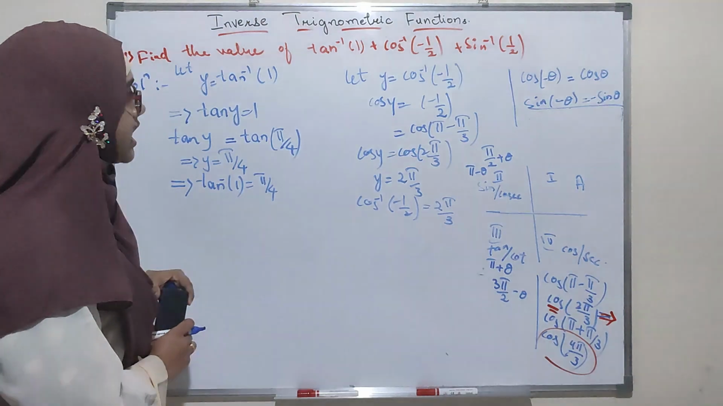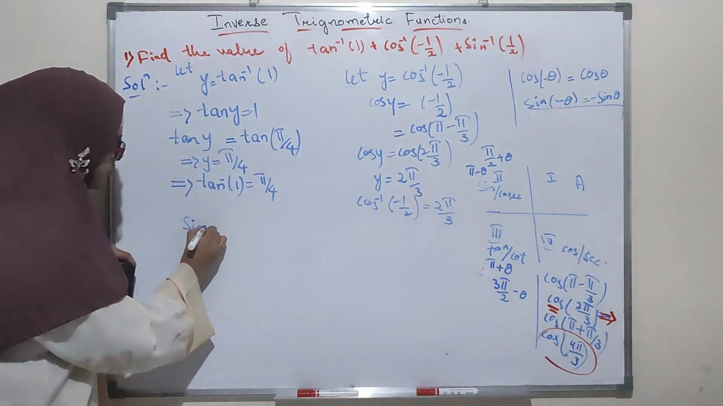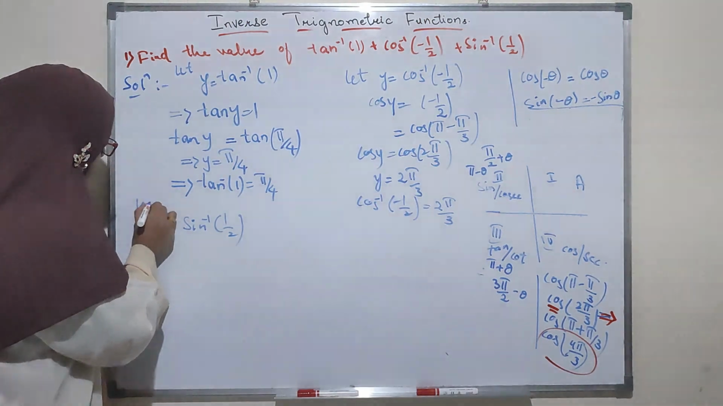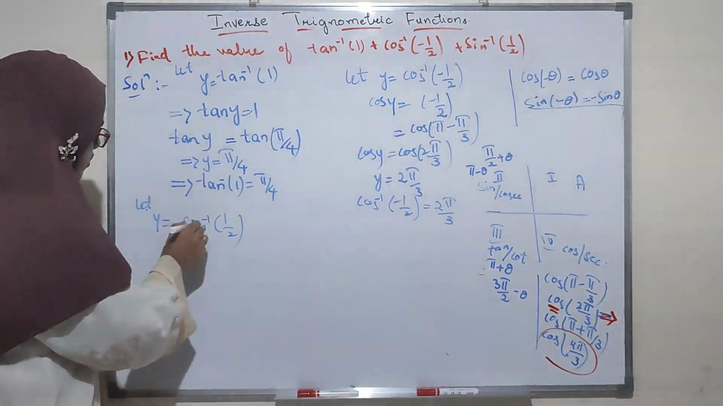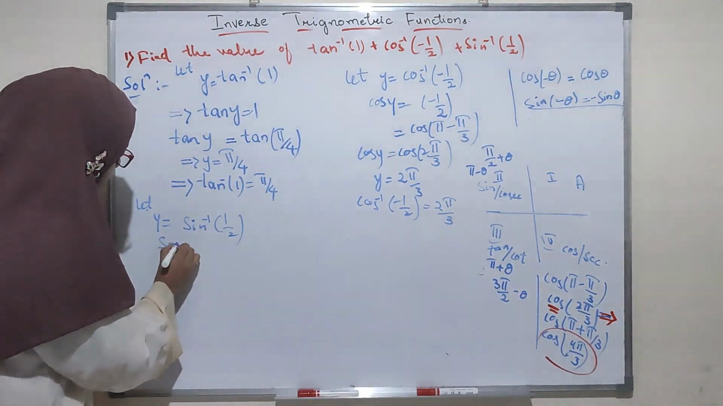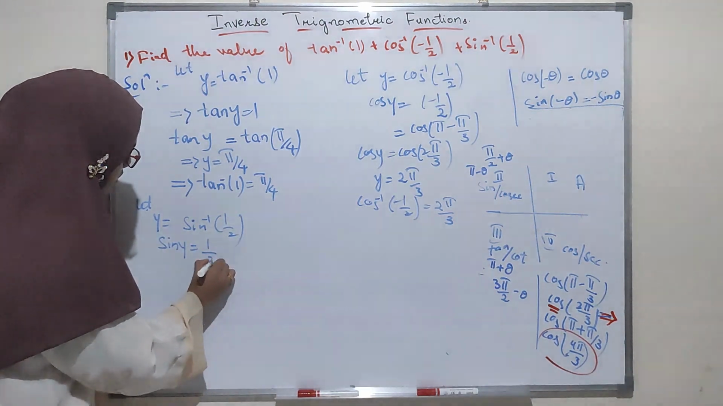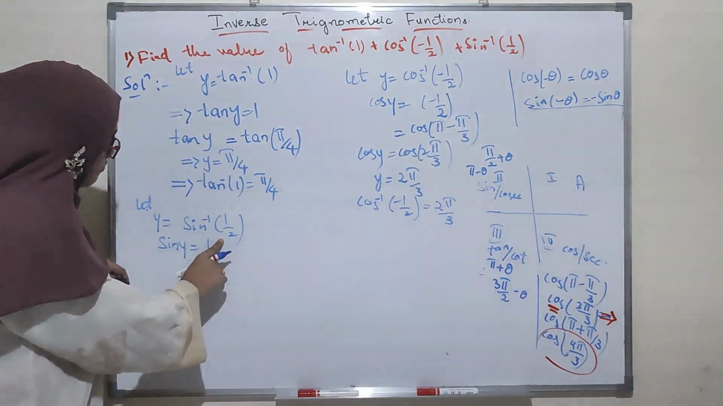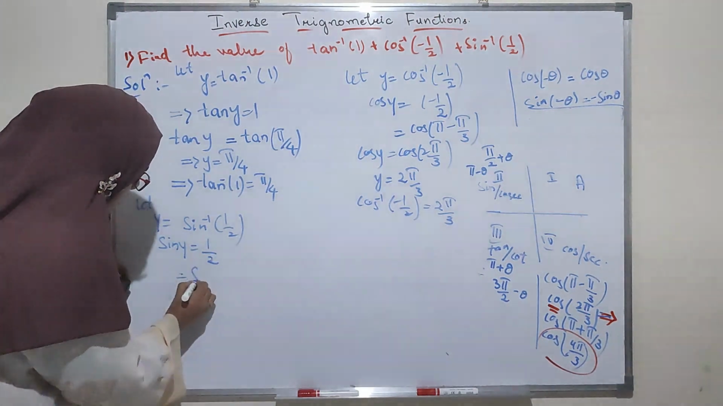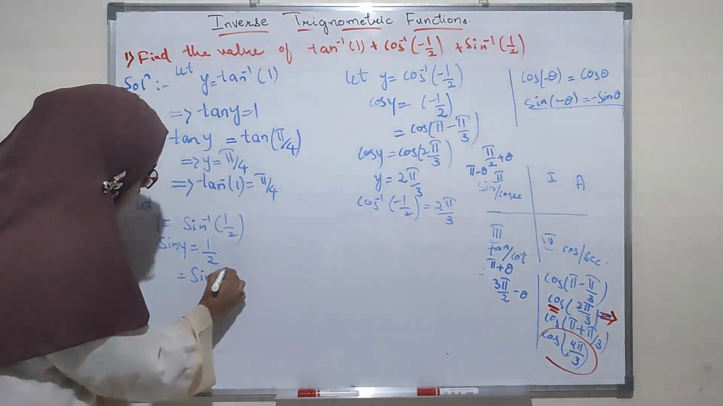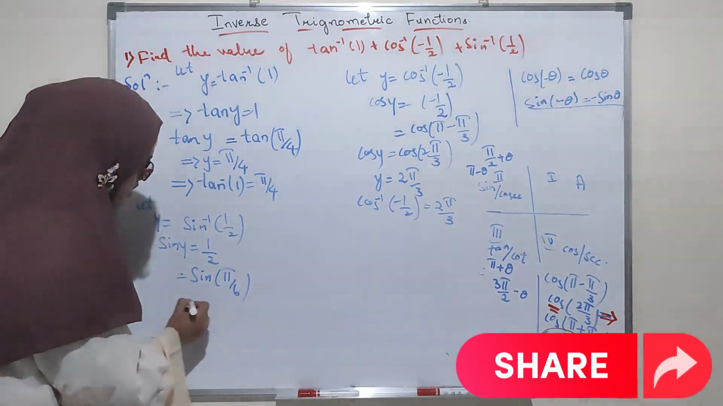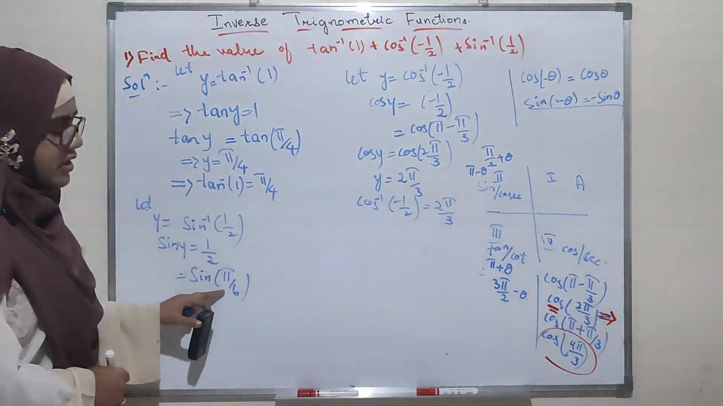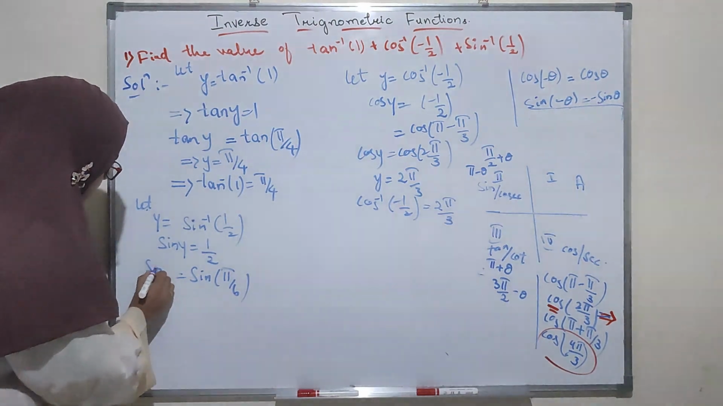Remaining, we have sin inverse of half. Now write, for the third term, y is equal to sin inverse of half. We know that sin y is equal to half, 1 by 2. But we have to check the table value for sin. So it is sin of pi by 6. Sin 30 is half, 1 by 2. In terms of radians, it is pi by 6. Here sin and sin get cancelled.